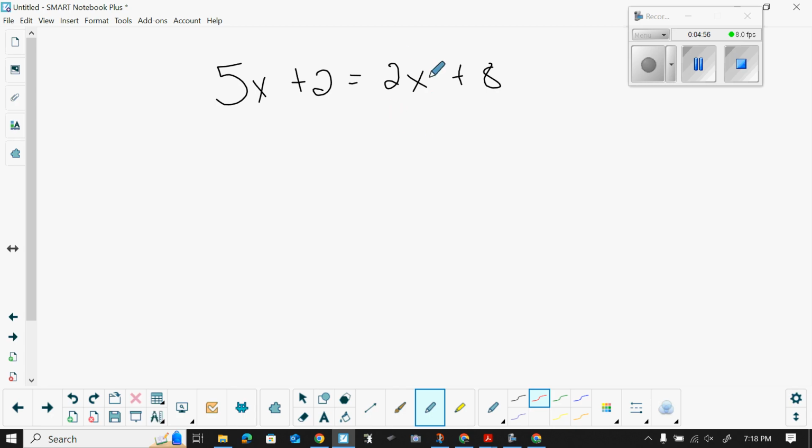So since it's a positive 2x, notice I'm not getting rid of just the 2. I'm getting rid of this whole term. Since it's positive, I'm going to subtract it, which means I subtract it from this side as well.